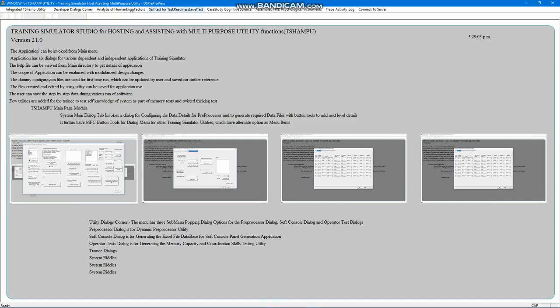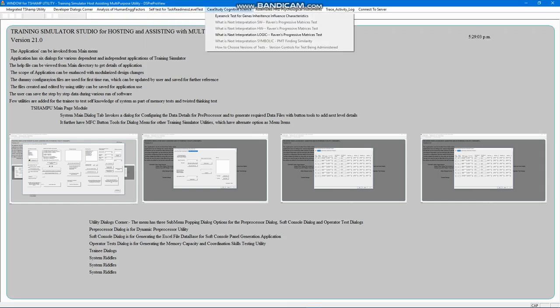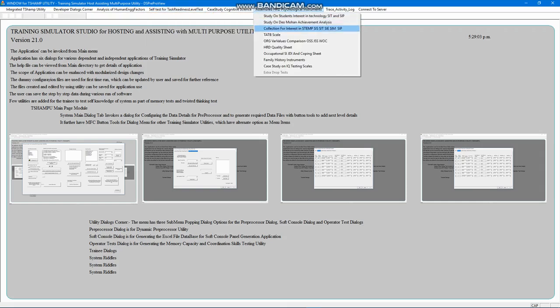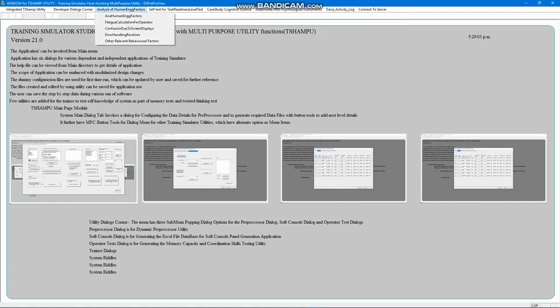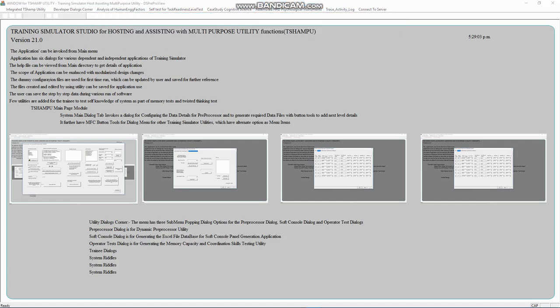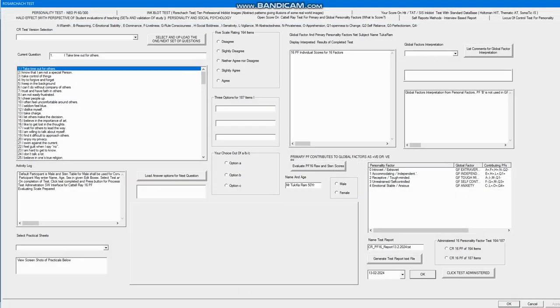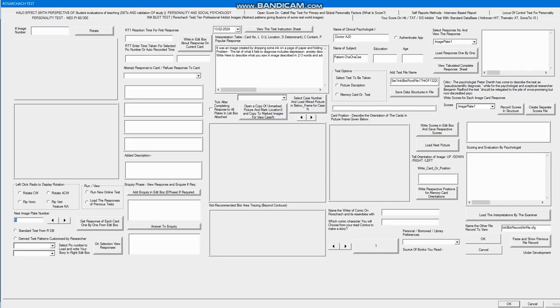This is a software based app test introduction. Here, for implementation and recording of this Rorschach test, one has to select from this total app utility, and here I have selected this Rorschach test. Here we can see how to operate the test.